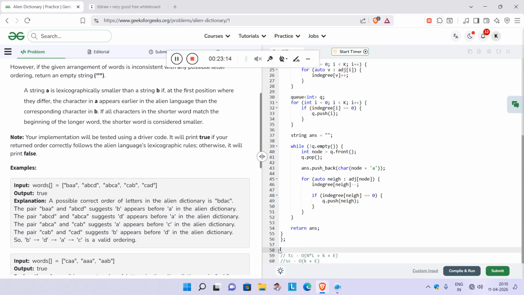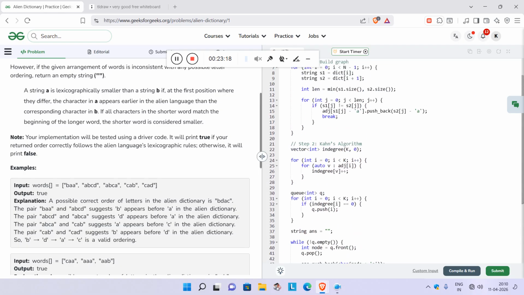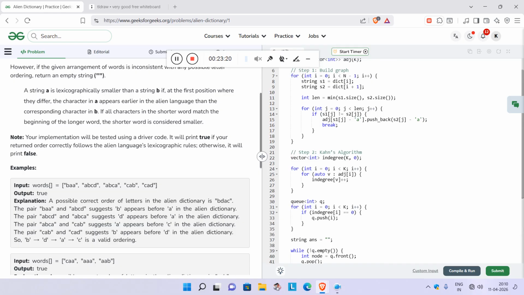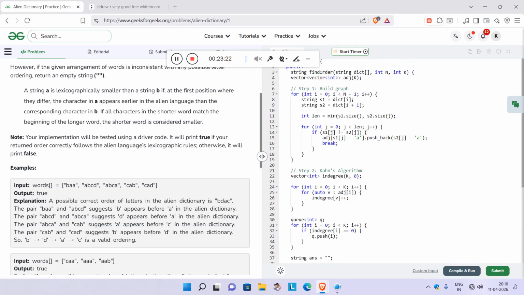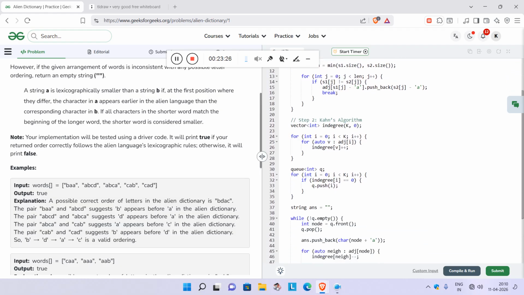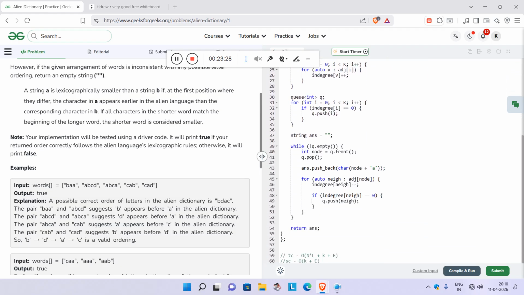So that's why our time complexity is n into L plus k plus e, and the space complexity remains the same, k plus e, because we are using this extra adjacency vector here. In my previous video I explained the time and space complexity for topological sort, so the same applies for this question. So thank you.